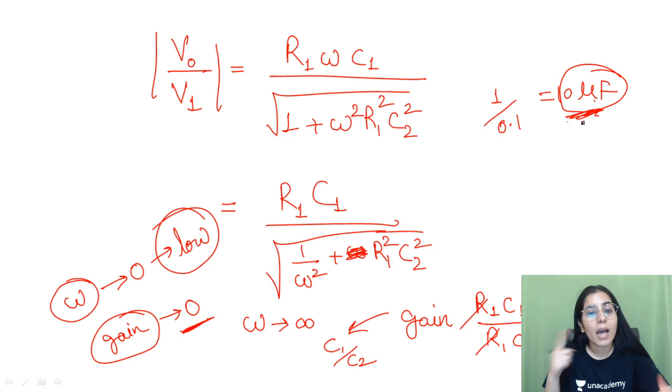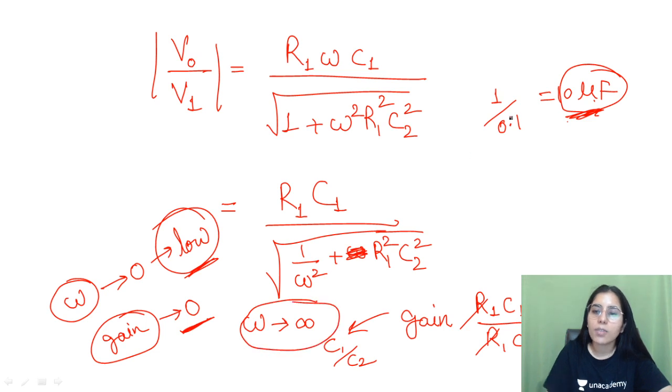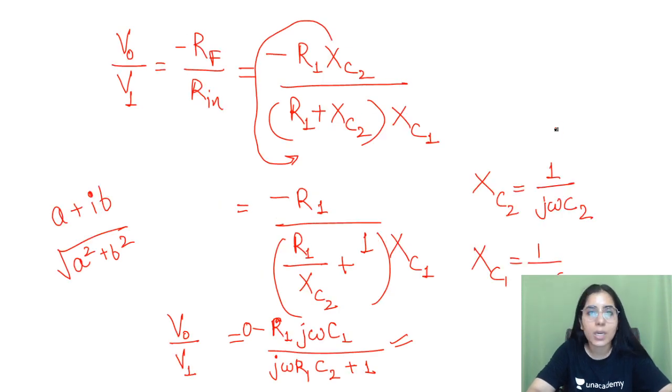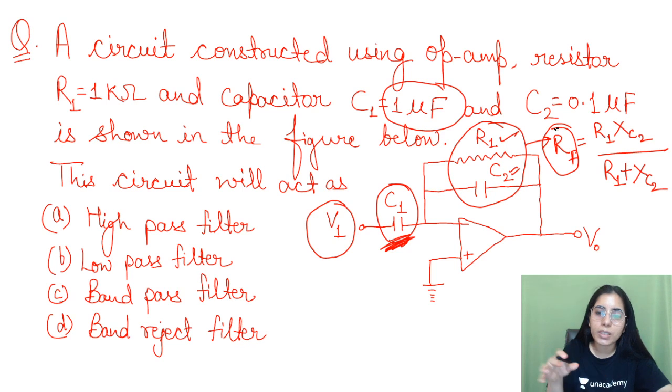So the gain is high at which value of omega? Lower value of omega or the higher value of omega? At the higher value the gain is high. Clear? So at what type of value of omega is the gain becoming high? If it is high at a lower value of omega, you will say it is a low pass filter. If it is high at the higher value of omega, you will say it is a high pass filter. So what kind of filter has been given to you? It is a high pass filter.